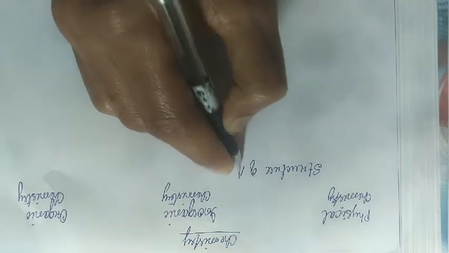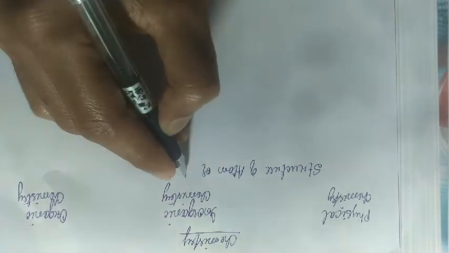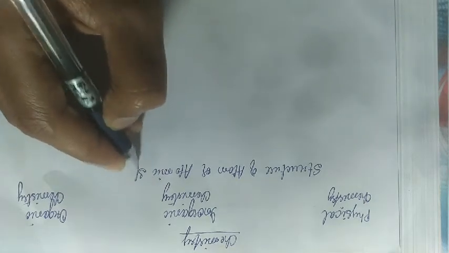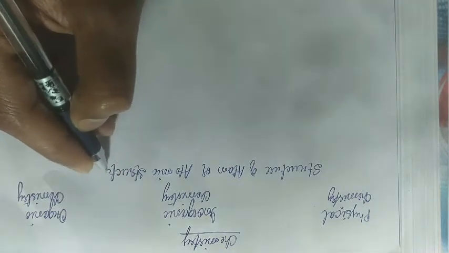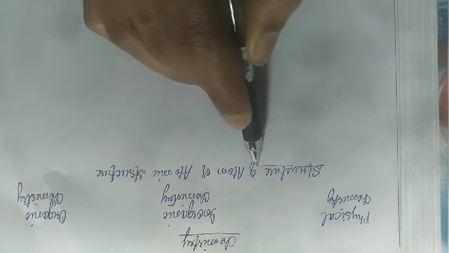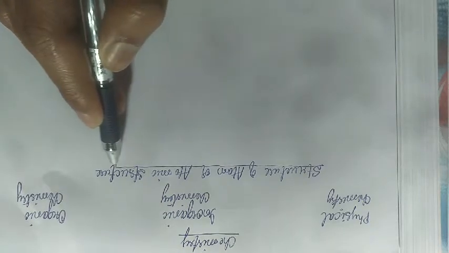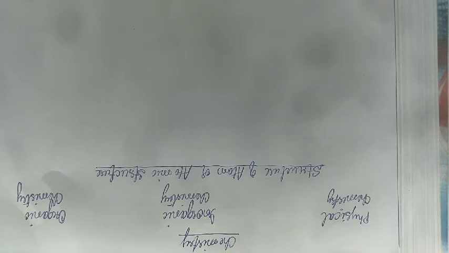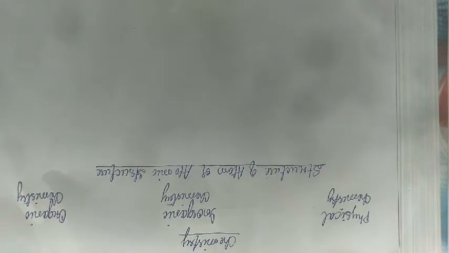structure of atom, or atomic structure. Okay, I hope all of you have some basic idea about the atom. What is this atom and what are the basic units of this atom, like electron, proton, neutron, and all this thing we know, right? But now in this chapter we will see the detail.